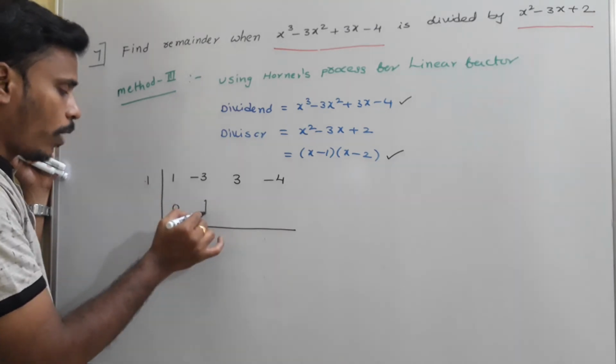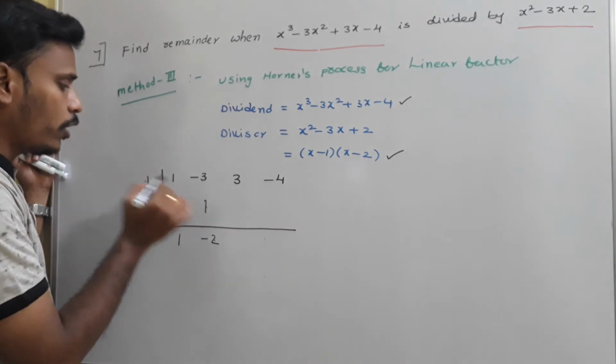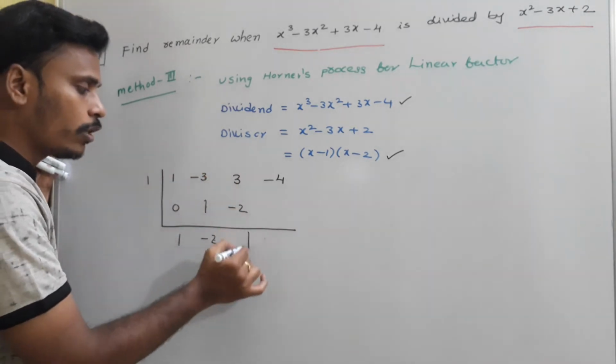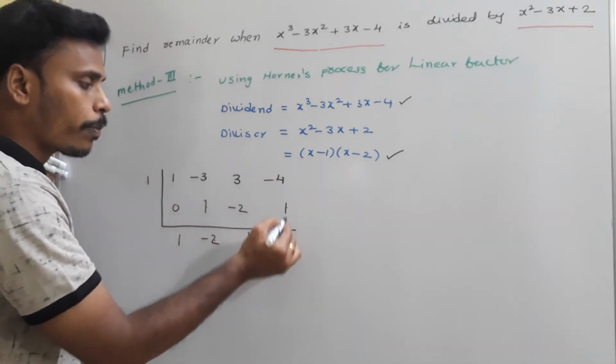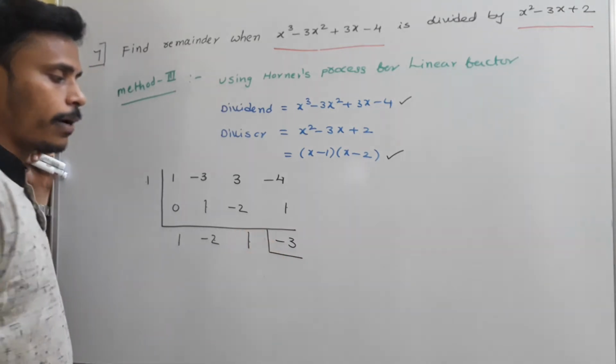1 into 1 is 1. Minus 3 plus 1 is minus 2. Minus 2 into 1 is again minus 2. And here 3 minus 2 is 1. And again 1 into 1 is 1. Minus 4 plus 1 is minus 3. Okay. And this minus 3 is the remainder.